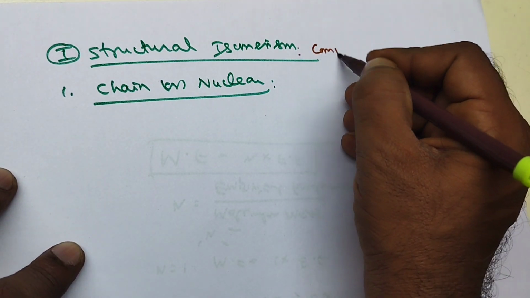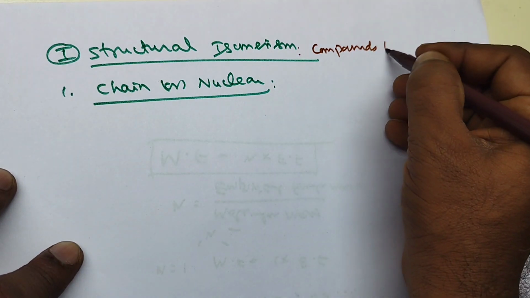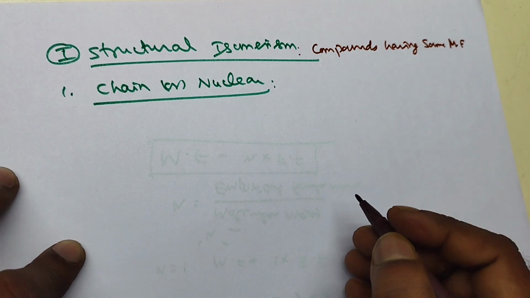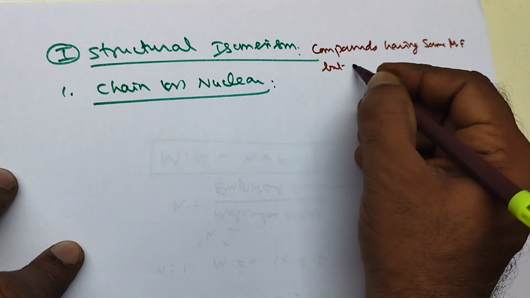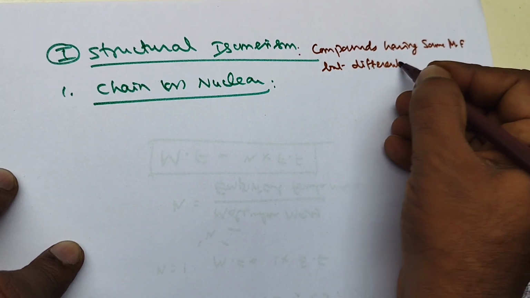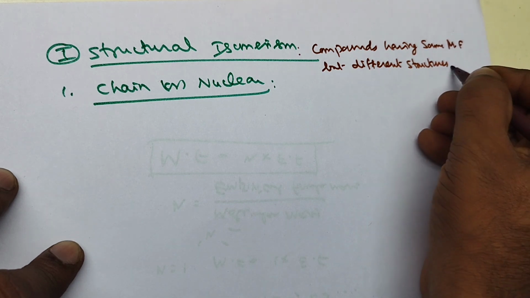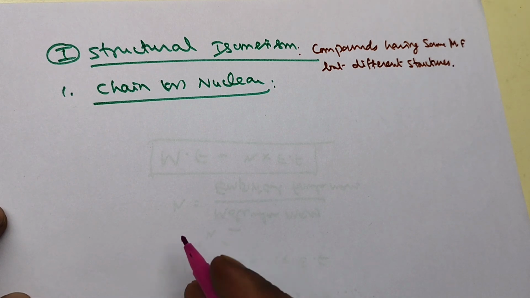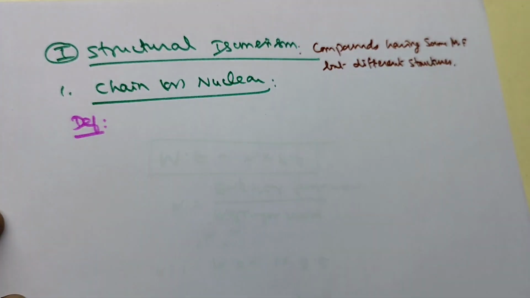Compounds having the same molecular formula, MF for short, but different structures, or different arrangement of atoms within the molecule, are called isomers, and the phenomenon is known as structural isomerism. In structural isomerism, various types are possible. First we will take chain isomerism. First we will see the definition. What is meant by chain isomerism?